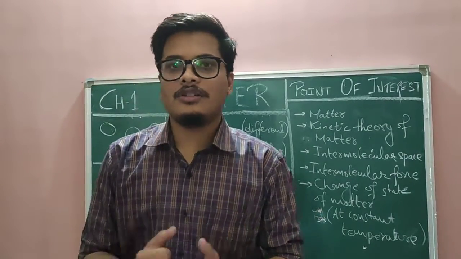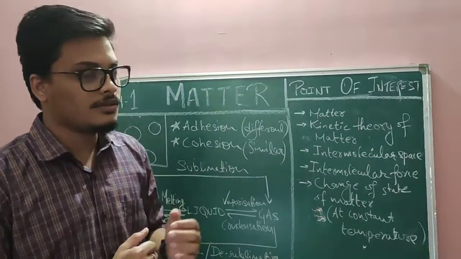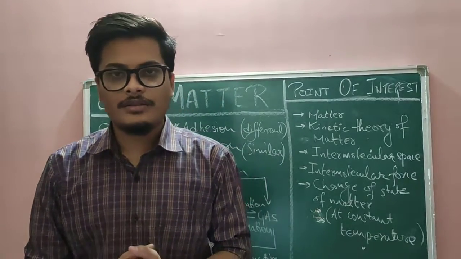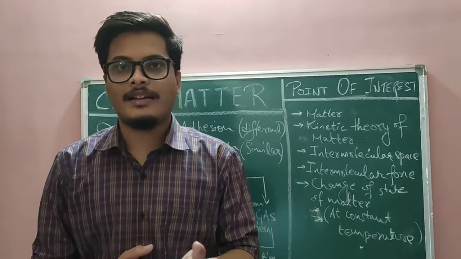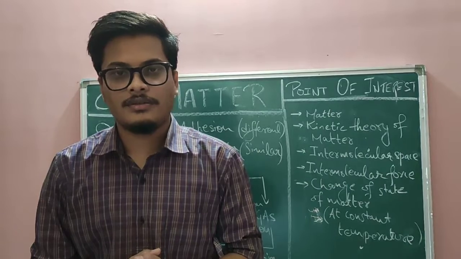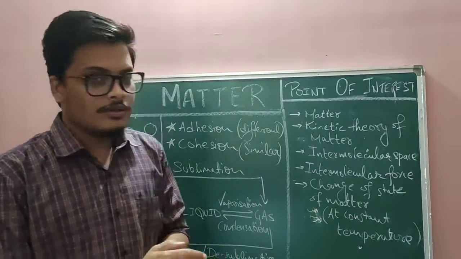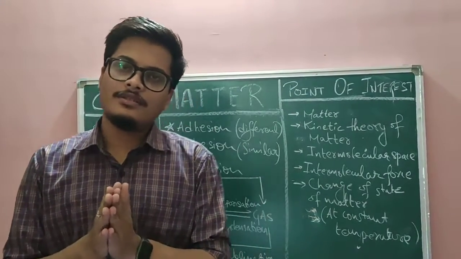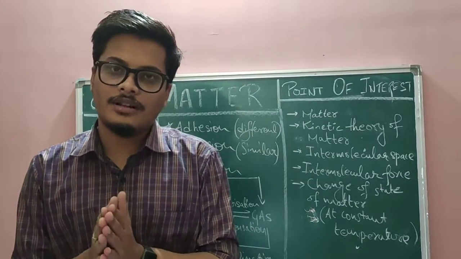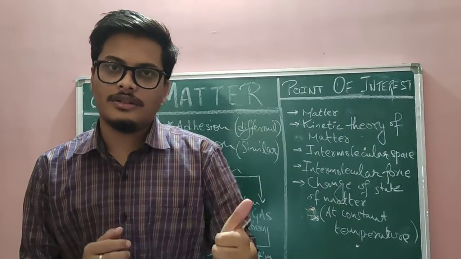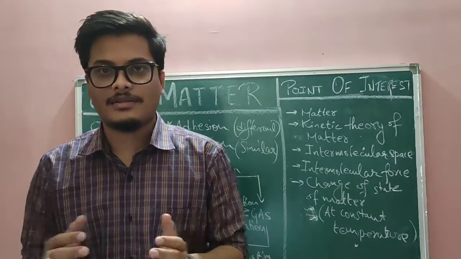Okay, and you already know matter. What is the definition of matter? Matter is anything that occupies space and has some mass. Clear? Fine. Now, you also know that the states of matter are three. Those are solid, liquid, and gas.